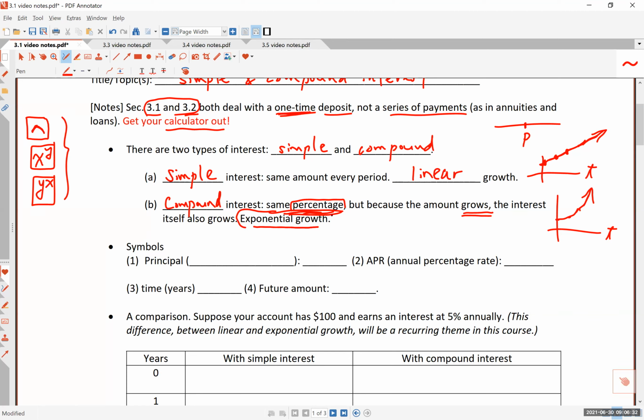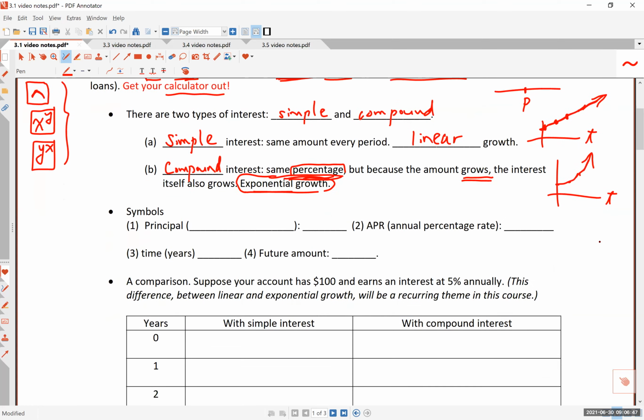Exponential growth is something that we will be studying over and over again. This will appear again in chapter 6 and also in chapter 7. So this is one of those themes of this course. It will be a theme throughout the course.